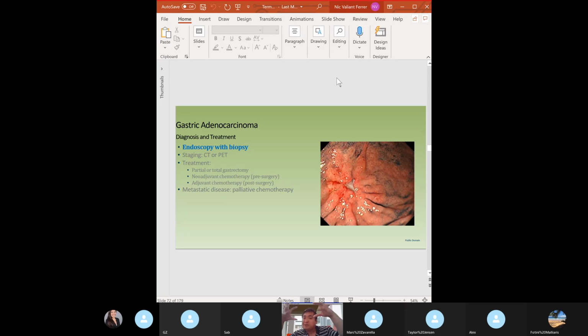Why? You need to decrease the size of the tumor. If it's too big, you give neoadjuvant before surgery. After surgery, you need some treatment, some adjuvant chemotherapy. Be careful with the wording, okay? They might trip you up with that. If it's metastatic, unfortunately, palliative care.